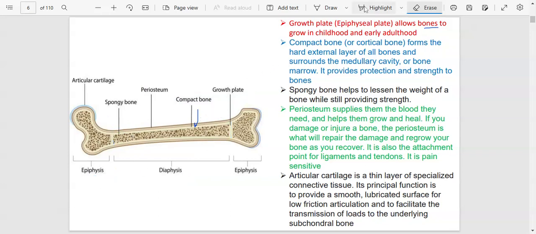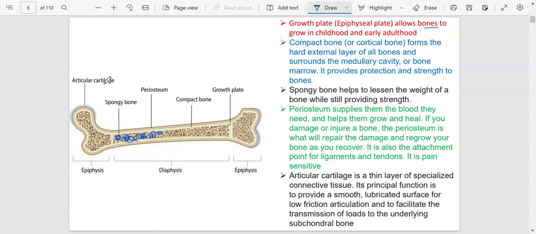So we also have the spongy bone, which is also called the cancellous bone. What is its function? The spongy bone helps to lessen the weight of a bone while still providing strength. This portion, which is inside, I think we do see when we break a bone. That portion that we see inside is the spongy bone, which is more soft and is mostly eaten when you are eating a bone. So it is there to lessen the weight of a bone while still providing strength.